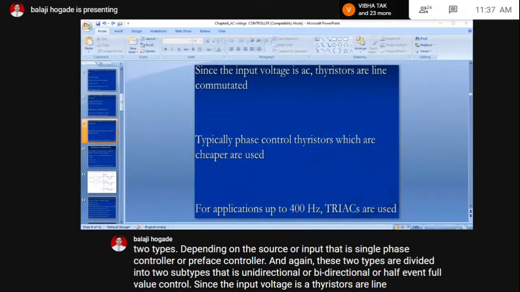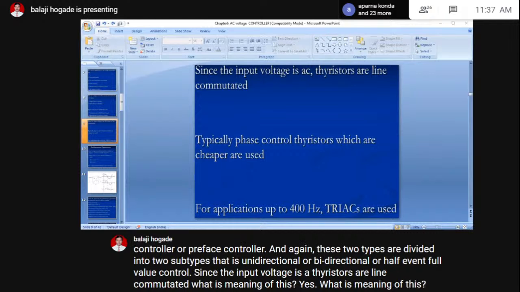What is the meaning of this? Since the input is AC, we are using natural commutation.